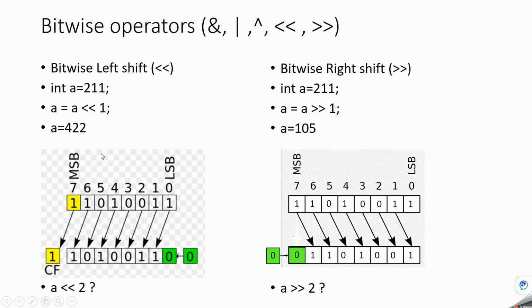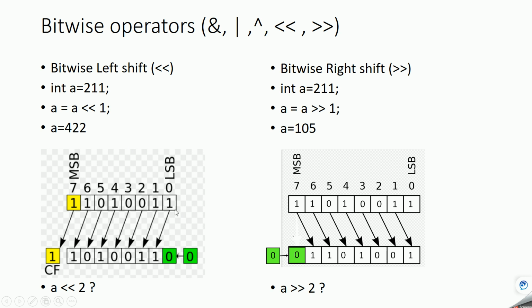Let's see how. This 211 in binary is represented like this: 11010011. So when we do a left shift, what will happen? This is how it is represented in binary: the bits are numbered as bit 0, bit 1, second bit, third bit, fourth bit, fifth bit, sixth bit, seventh bit, like this. This is the LSB, the least significant bit, and this side is the most significant. So what will happen in the case of left shift?